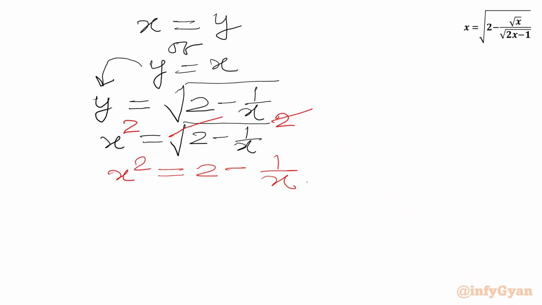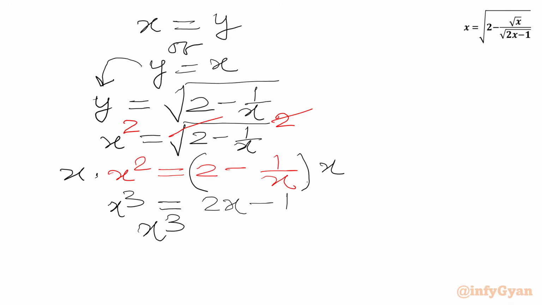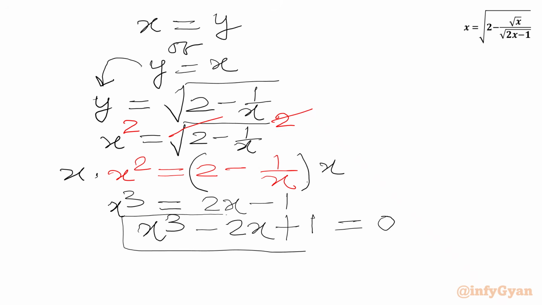Now x is greater than half, so we can multiply both sides by x. Let's multiply by x both sides. x times x square, x cube; 2 times x; minus 1 over x times x, 1. By writing all the terms to one side, we'll get one cubic equation, x cube minus 2x plus 1 equal to 0, which we will solve using the method of factorization.